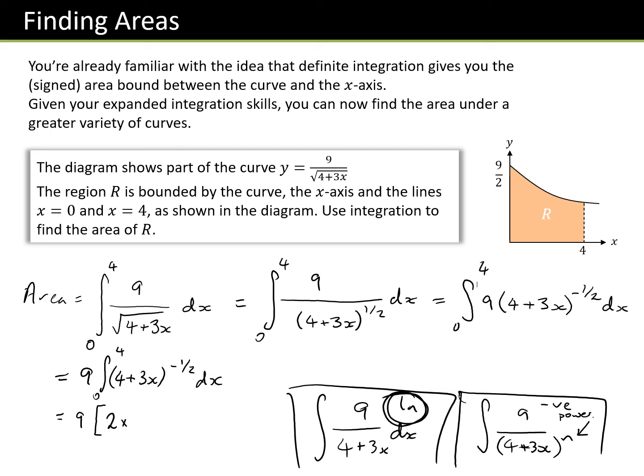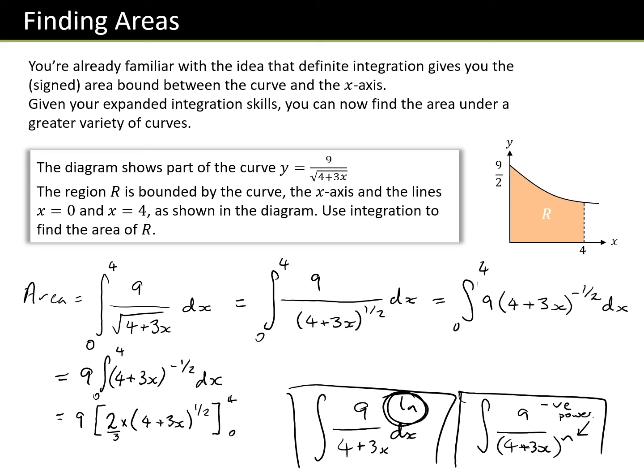Now, the inside of the bracket stays the same. We've increased the power by 1, so a half. And now we divide by the differential of the things inside the brackets, because it's not just x, is it? The differential of the inside of the brackets is 3. So we need to divide that by 3. Let's just put 2/3 there. So increase the power by 1, divide by the new power, and divide by the differential because it's not just x. Okay, reverse chain rule.